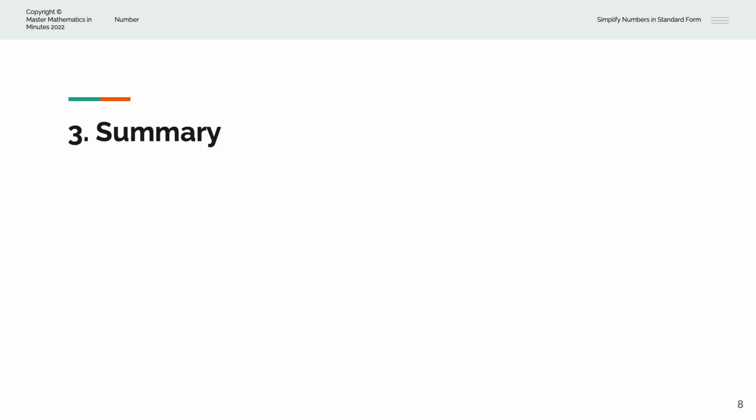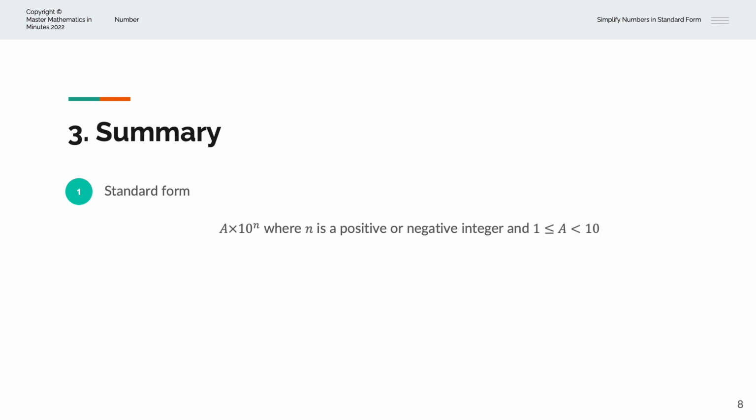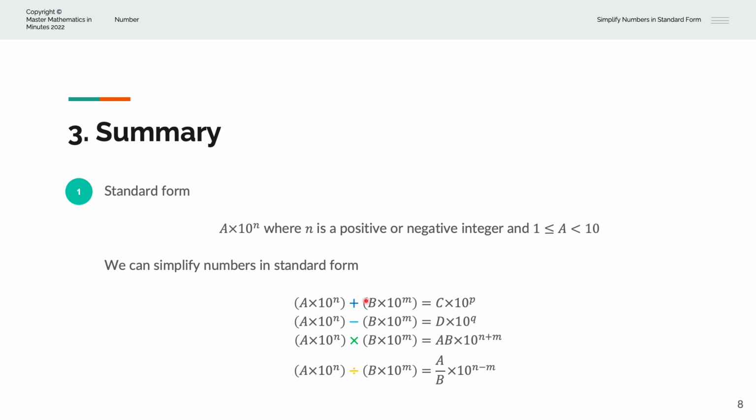To summarize, recall the definition of standard form is where we can write numbers as a times 10 to the power of n, where n is a positive or negative integer, and a is greater than or equal to 1 and less than 10. We can simplify numbers in standard form. Firstly, if we're adding two numbers in standard form, we'll first add the numbers and then convert that into standard form as c times 10 to the power of p.